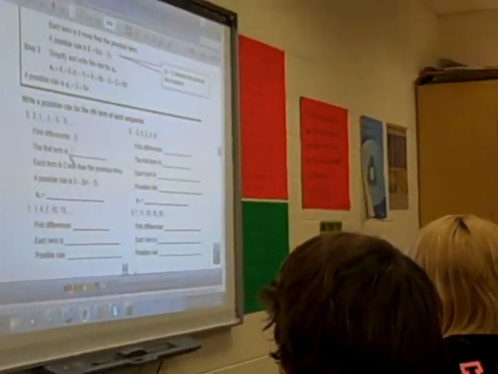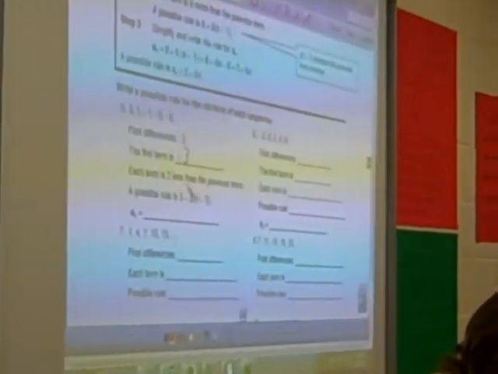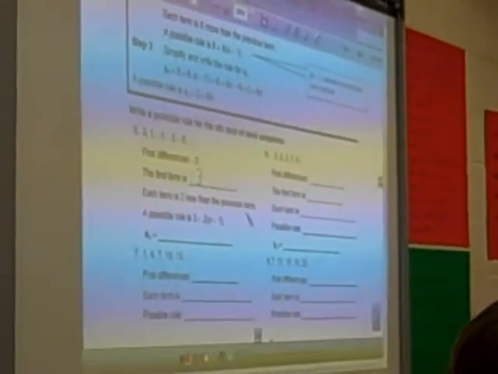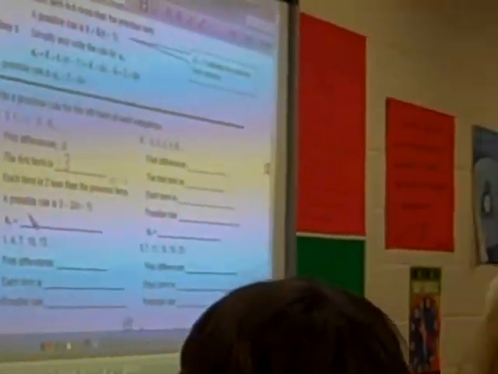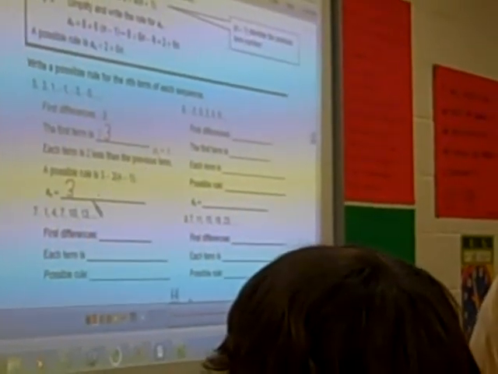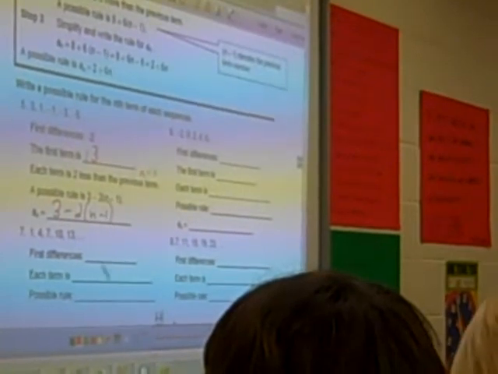Will, what's the first term? 3 is the first term. Good. Okay, it says each term is 2 less than the previous term. To demonstrate the previous term, we use n-1. Okay? So, here we go. Here's our rule. You write down the first term. Now, each term is 2 less than the previous term, so we say -2 times each previous term.